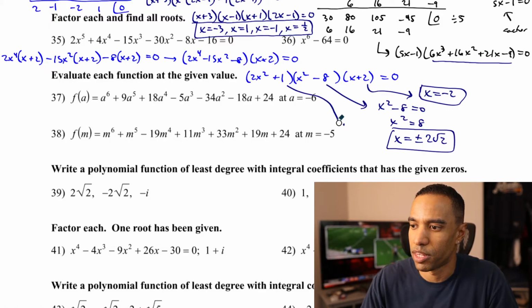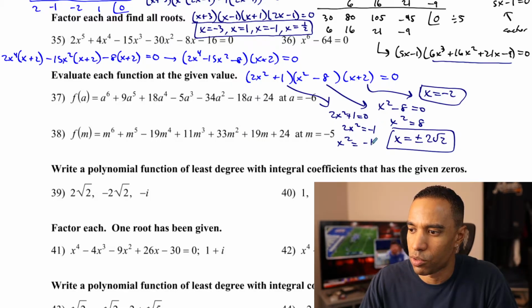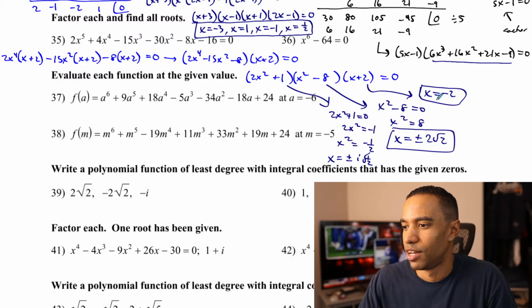And then last ones here. Probably need a little more room than that. If 2x squared plus 1 equals 0, then 2x squared equals negative 1. X squared equals negative 1/2. Take the square root of both sides. X is plus or minus i times the square root of 1/2. Oh, running out of room there.